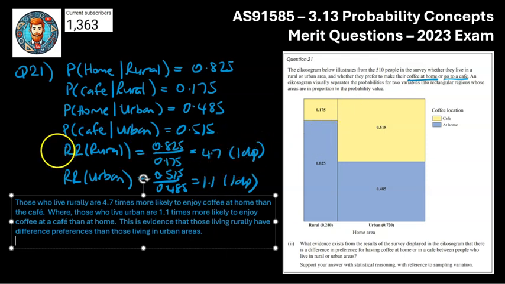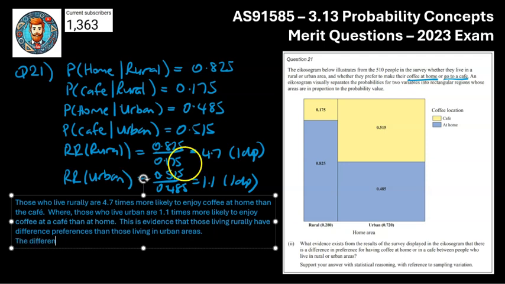So this group here overwhelmingly prefer coffee at home. These people here subtly prefer coffee at a cafe, but the difference is absolutely huge. So I think there's no way sampling variability is going to cause this answer to change. So we're going to talk about that.